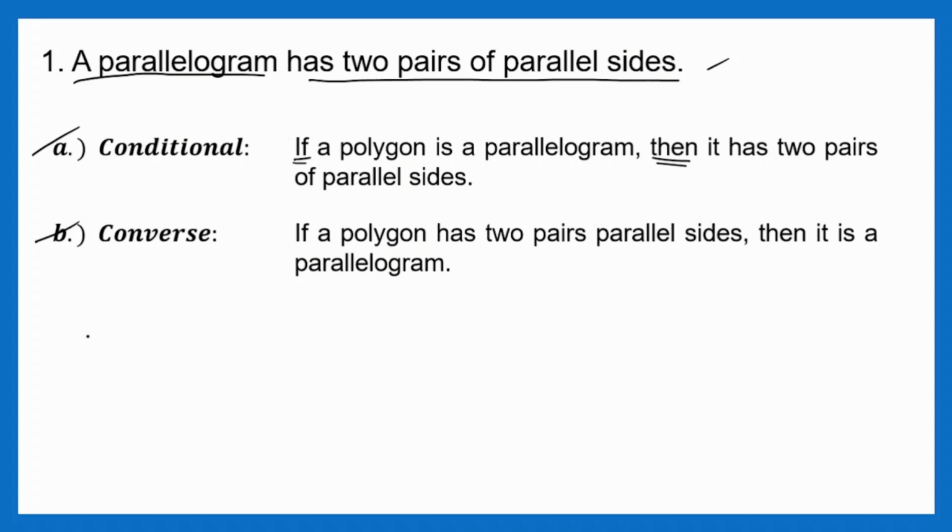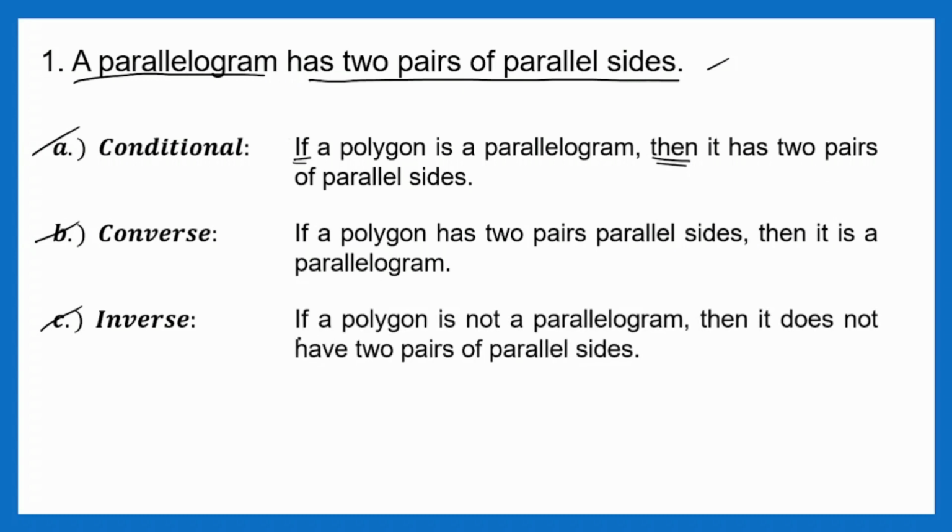Let's have letter C. Inverse. Inverse, balik ka sa conditional. Tapos, gawin mo siyang not. If a polygon is not a parallelogram, then it does not have two pairs of parallel sides. O, naging not ito, naging not din ito. Okay, so naging inverse na siya.